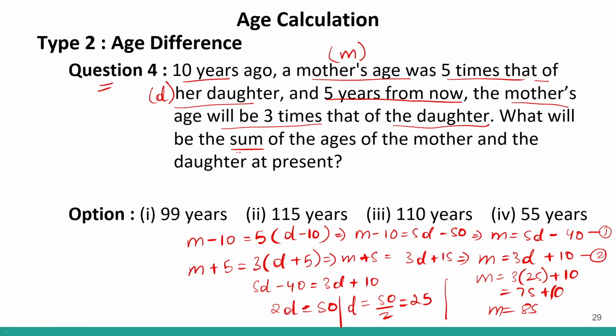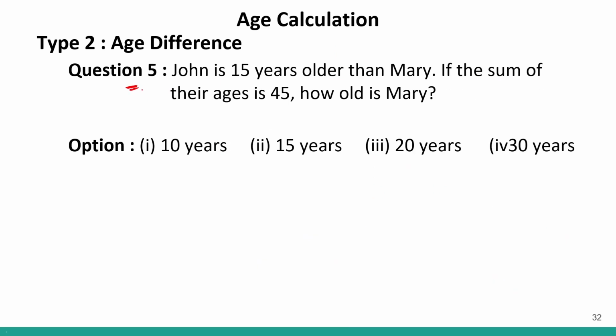We have to find the sum of their present ages. So daughter is how many years old? 25. Mother is how many years old? 85. So if I sum this, I'll get 110. So my answer will be 110 years, which is option number 3. Clear? Now, question number 5.